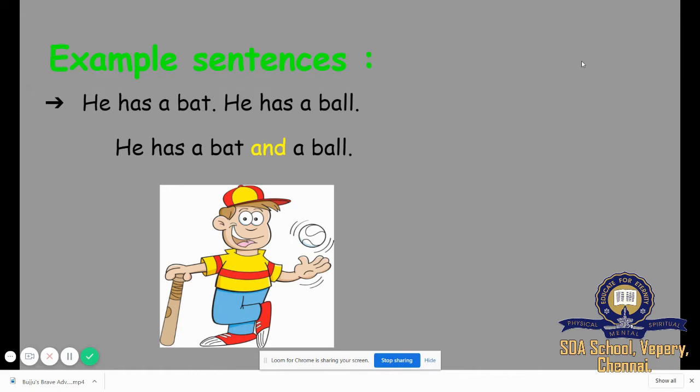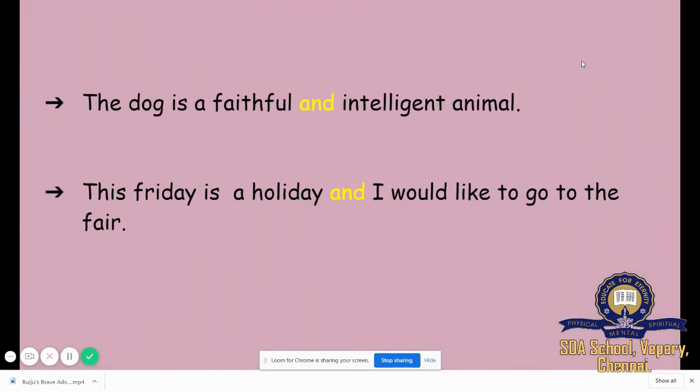See, he has a bat and a ball. So the words bat and ball are similar, isn't it, children? Yes. So to join two sentences, we use and. Here the sentence is: he has a bat and a ball. So now we learned how to use and.